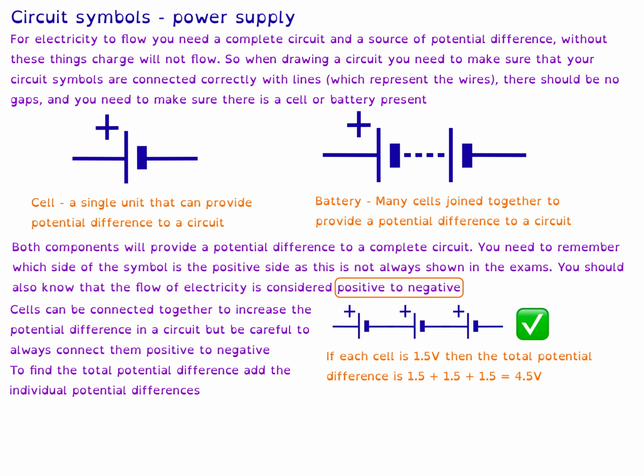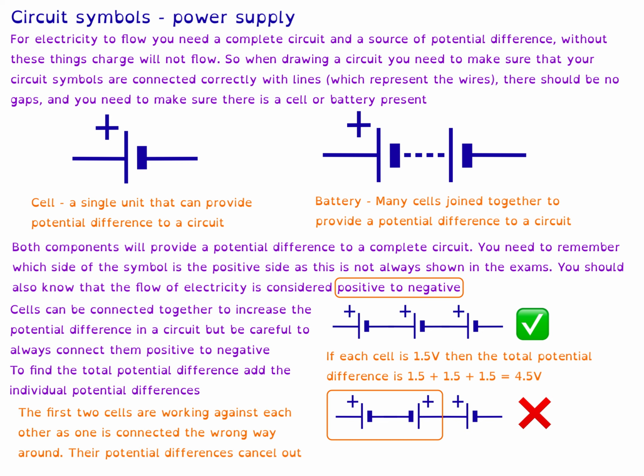Here we have cells that are not correctly connected. The first 2 cells are working against each other as one is connected the wrong way around. Their potential differences then cancel out. So the total potential difference here is only 1.5 volts.